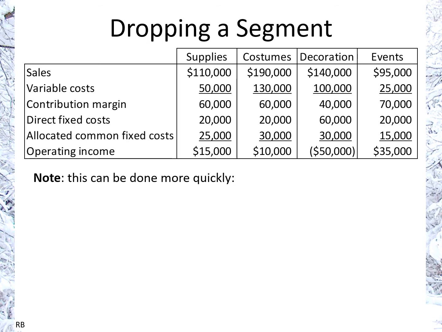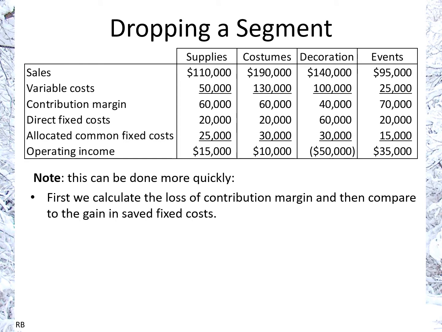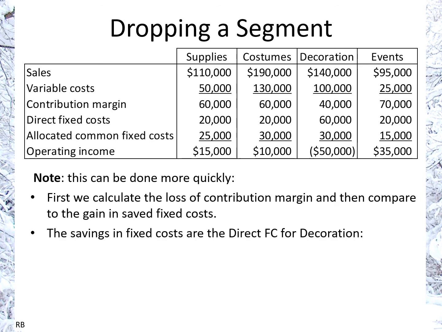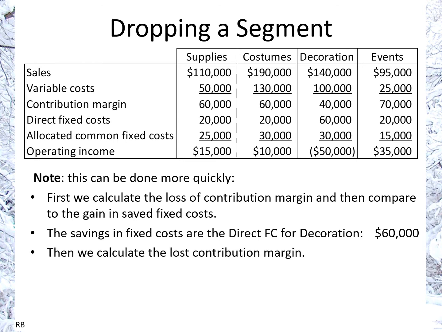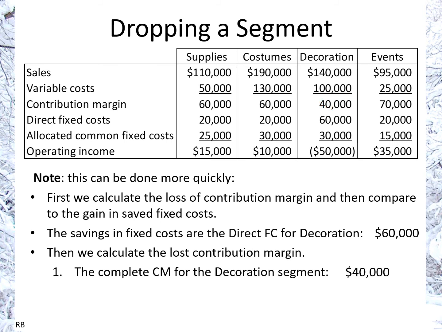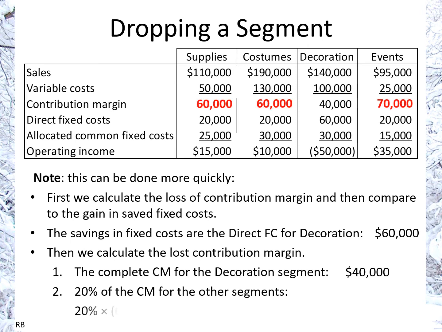Now, this process can be done more quickly. You've noticed that sales, variable costs, and contribution margins are the only things that change, and they always change linearly in the same proportions. So we can look at the loss of the contribution margin directly and compare that to the gain in saving fixed costs. So let's do that. We have, first of all, the direct fixed costs that we'll save for the decoration, that's the 60,000. And then we look at the lost contribution margins. First of all, we have the complete contribution margin for the decoration segment. That's the 40,000 you see here. And then we have the 20% of the contribution margin for the other segments. That would be here the 60,000, 60,000, and 70,000. So we take 20% of that and we get $38,000.